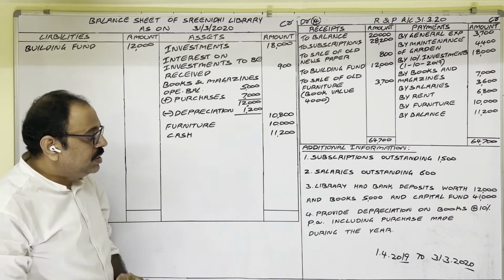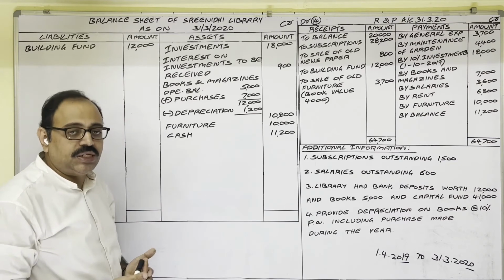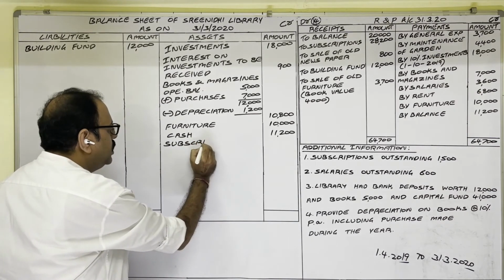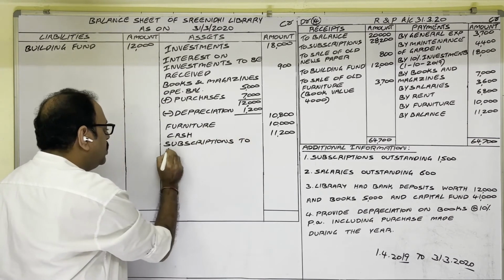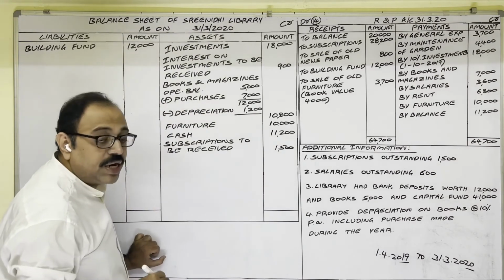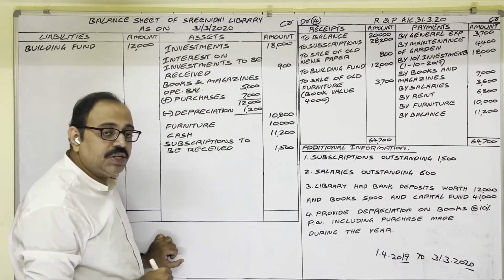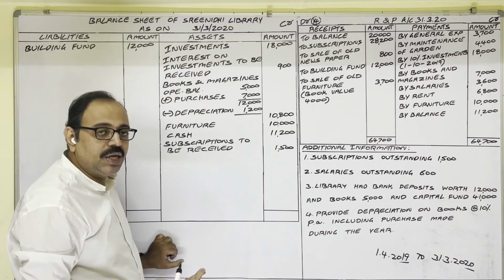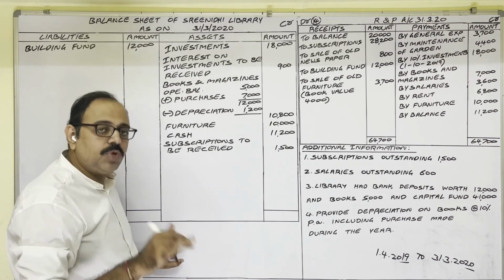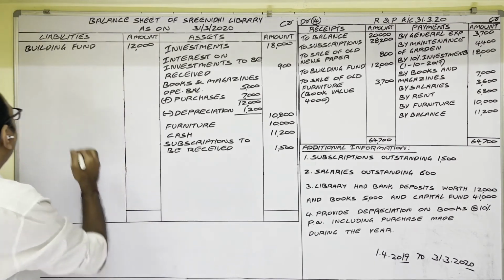Come to the adjustments. Subscriptions outstanding 1,500. This means subscription to be received. This is an asset, asset side. Subscriptions to be received; you can write subscriptions outstanding 1,500 rupees. Second point, salaries outstanding 600. Here salary means expenditure, no? Outstanding expenditure means we have to pay. It is a liability, liability side. Outstanding income is an asset because income is to be received. Outstanding expenditure is a liability, 600.